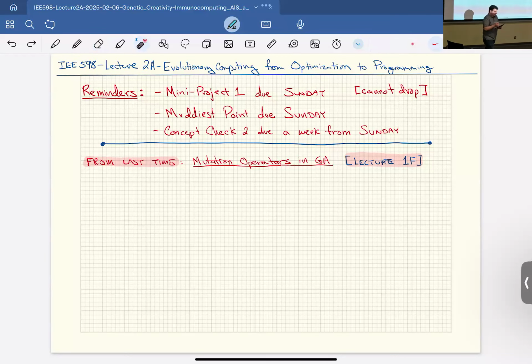Reminders. The first mini project, implementing a very basic genetic algorithm on a simple numerical optimization problem, is due Sunday. That's the only mini project that can't be dropped. There's Muddy's Point, as usual, due Sunday. The next concept check is due a week from Sunday. So not this week, but the next one. It'll be on the adaptive immune system material that we're going to be starting in this unit. And then there are frequently asked questions about this mini project.